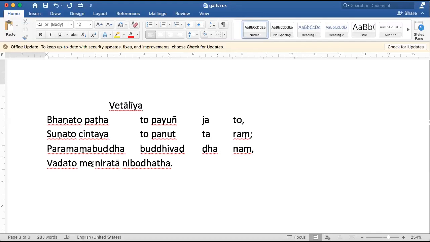Vadato me, vadato for me 6, nira 8. So here in the fourth line it's okay. Vadato me nira, 8 syllables, then ragana, then lahu garu. In the third line there is a problem.